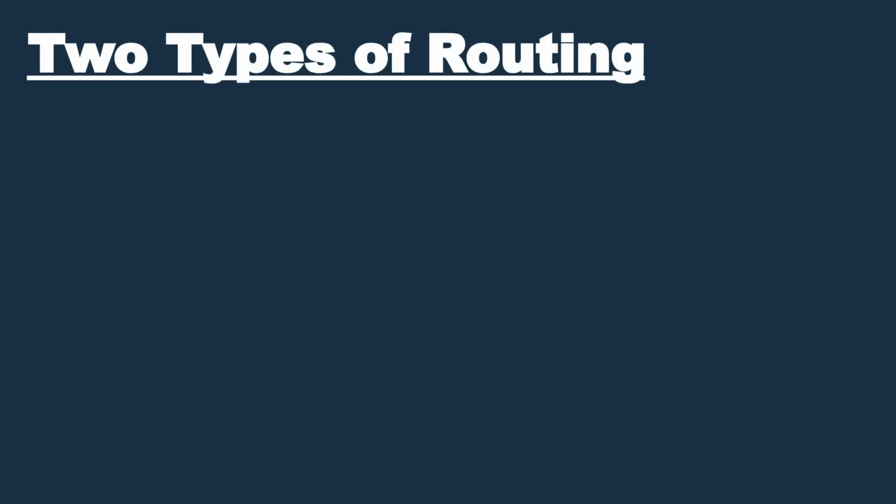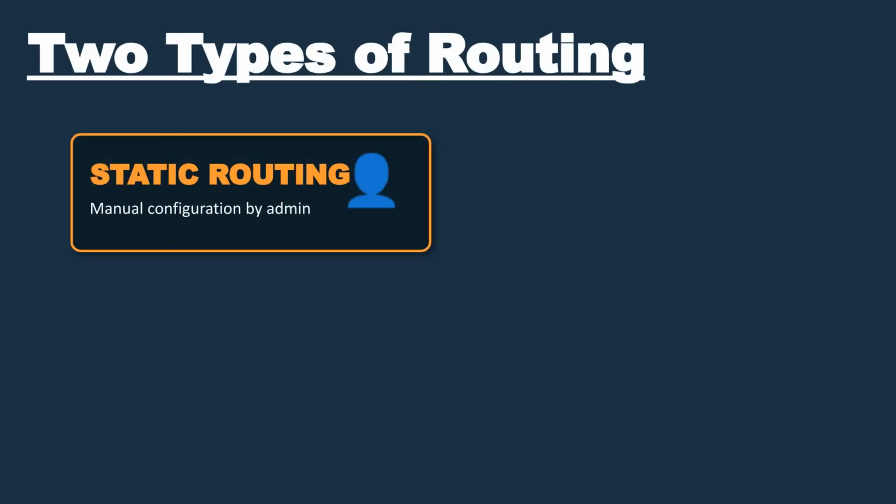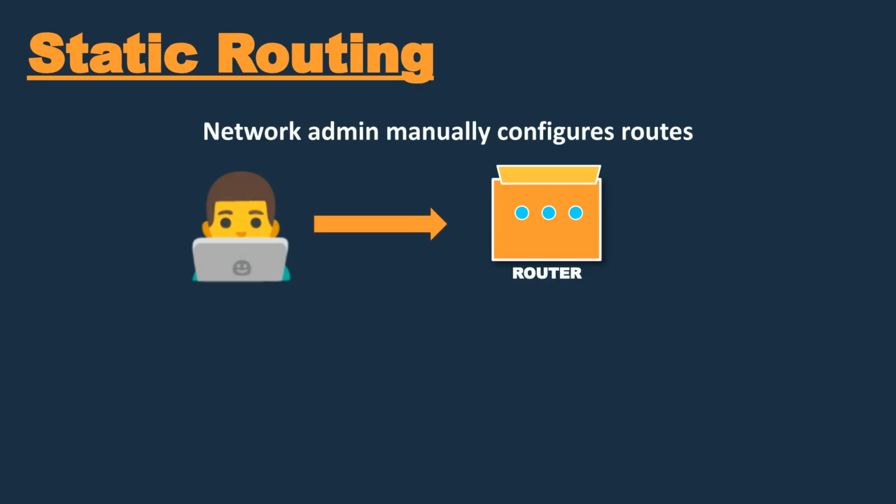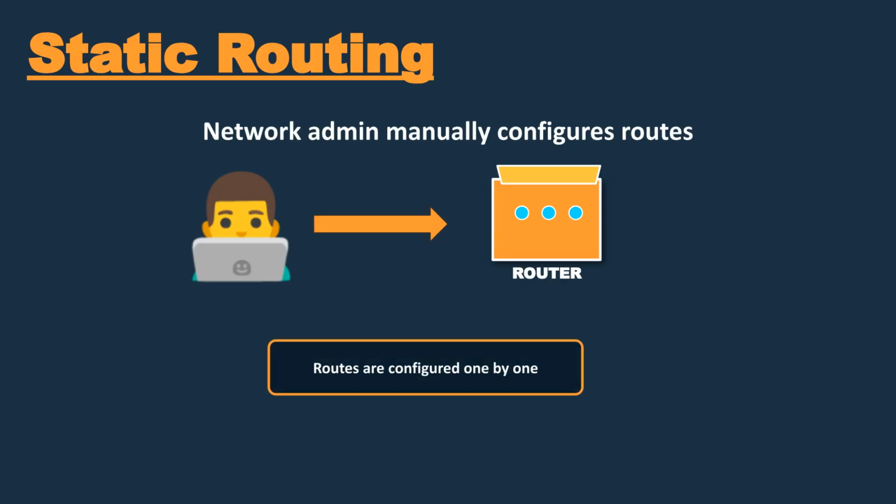There are two main types of routing: static and dynamic. Static routing requires manual configuration by a network administrator. Dynamic routing uses automatic learning via protocols to discover and maintain routes. In static routing, the network administrator manually configures every route on the router. These routes are set up once and remain fixed unless manually changed.